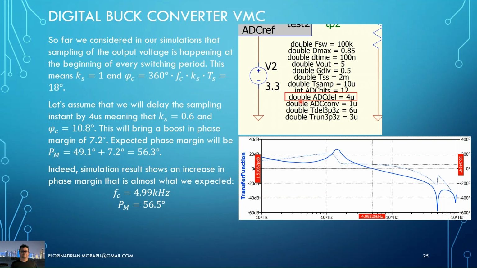So I updated this ADC del to 4 microseconds, and I ran the simulation again. What I ended up with was a cutoff frequency of 4.99 kilohertz and a phase margin of 56.5. So there is a small 0.2 degree difference. I cannot explain it right now, but in general, the theory is confirmed.